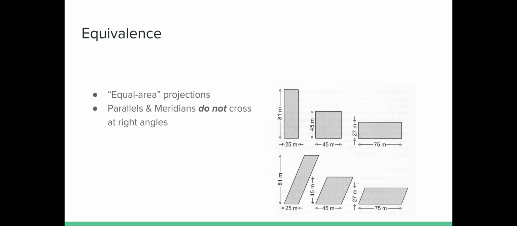Okay, now equivalence is the other major property, and equivalence means size. Okay, these are equal area projections. Sizes are maintained. So stuff is the proper size, but it means that angles are screwed up. So you can either have good shapes, good angles, or good sizes. Okay, so when we look at latitude and longitude, or parallels and meridians, they're not going to consistently cross at these 90-degree angles. Okay, so size is great, but shape is off.